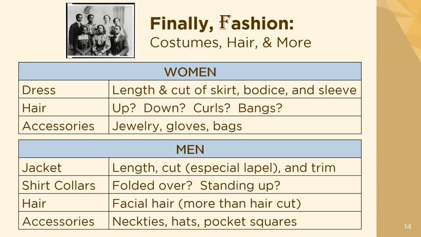Hats: was it a bowler? Was it a Homburg? Was it a boater, which are straw hats that men usually only wore during the summer and put away on Labor Day? Or the pocket square, the handkerchief: how did they fold it and put it in their pocket? You can tell the era by what they did.